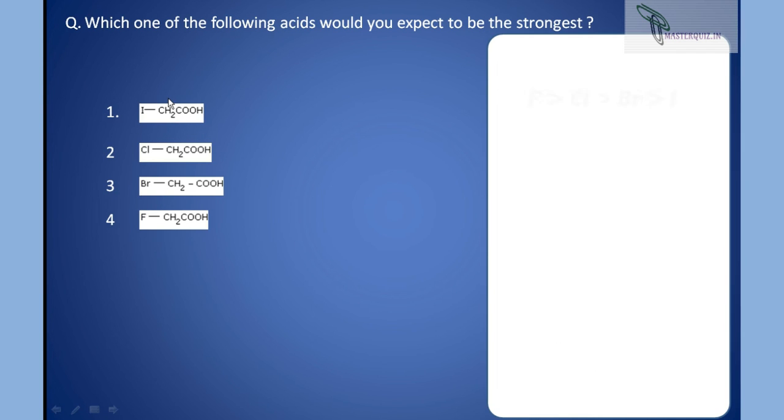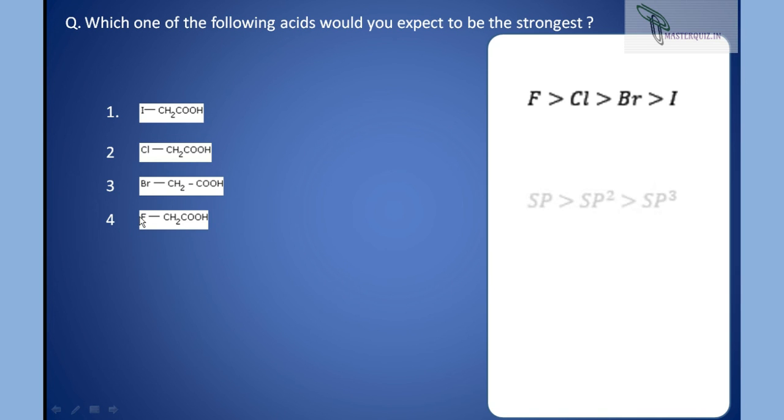So now, which is the strong acid? How do we know which one is more electronegative, which shows more acidic nature? Here the fluorine, chlorine, bromine, iodine, which is more? Fluorine is the most electronegative atom, so this compound is more acidic in nature.